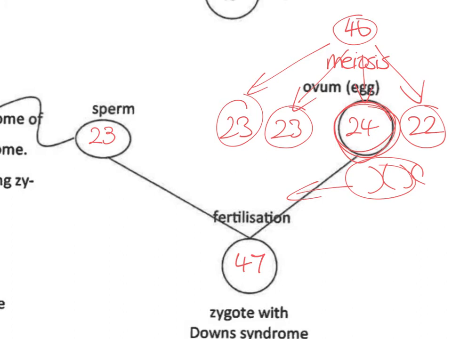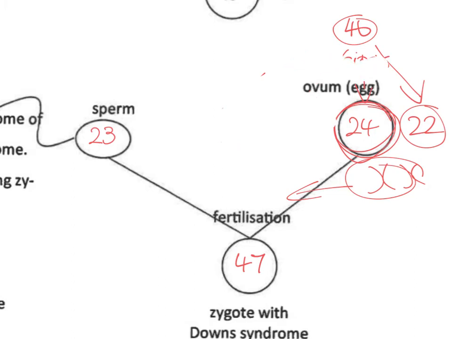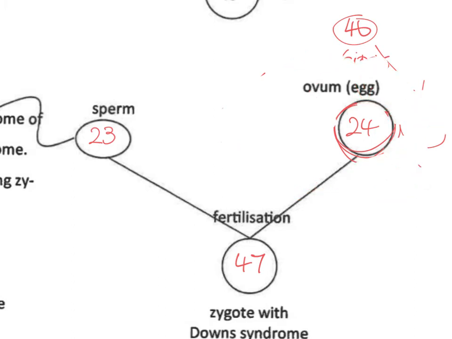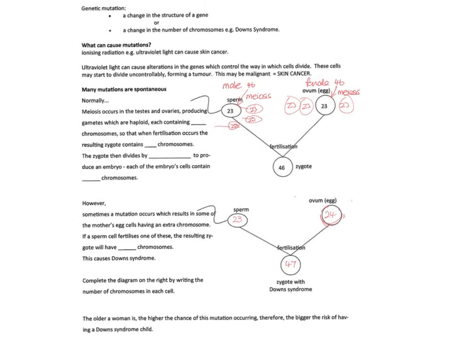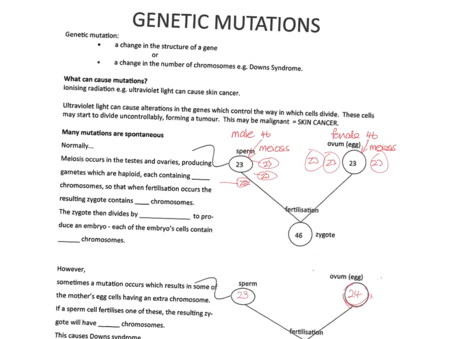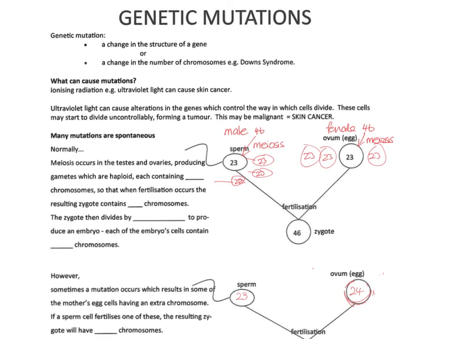So what you need to do is to copy. You don't need to copy out all this wee bit here. Just need to copy out the numbers there onto page 18. Now, let's just double check what we've got here.